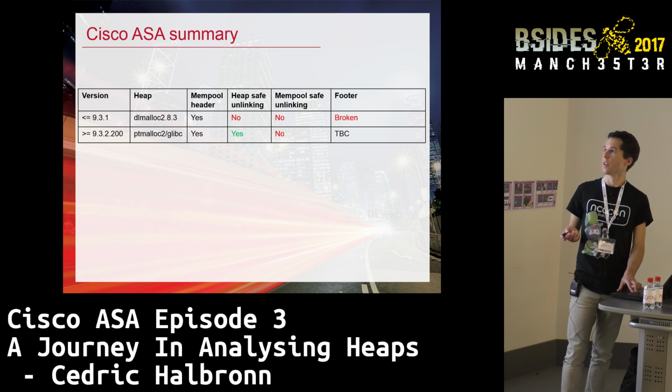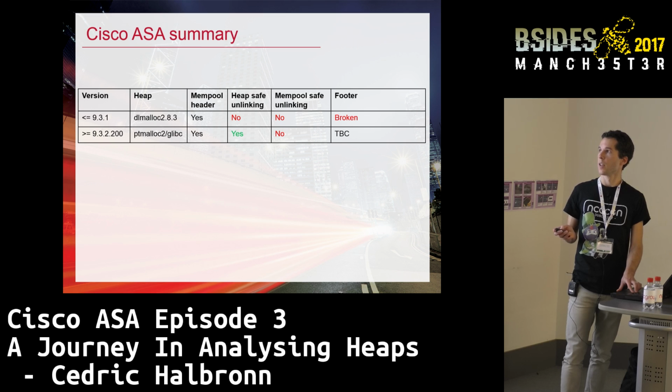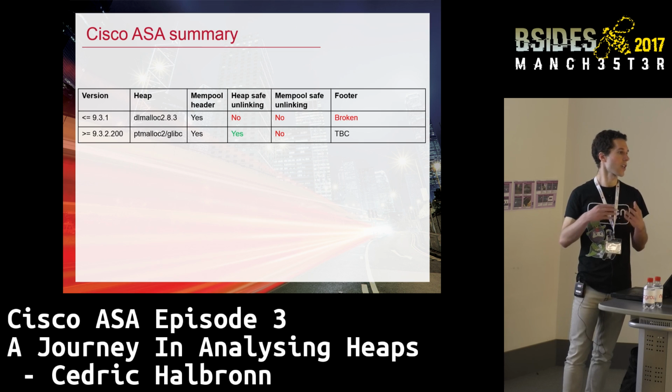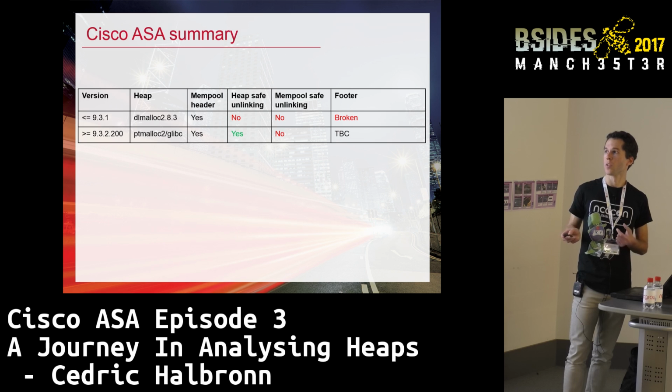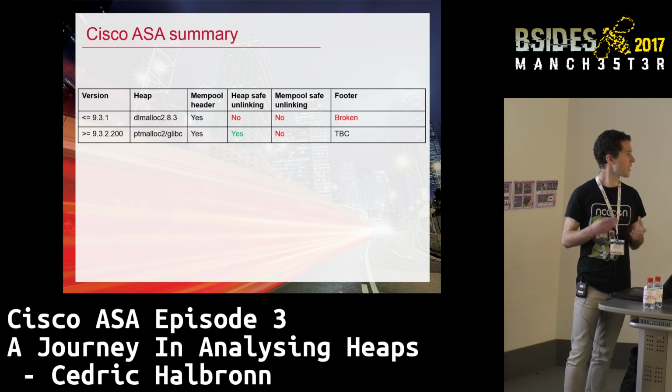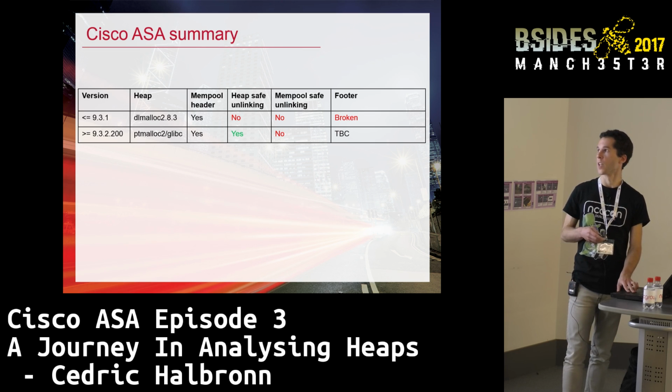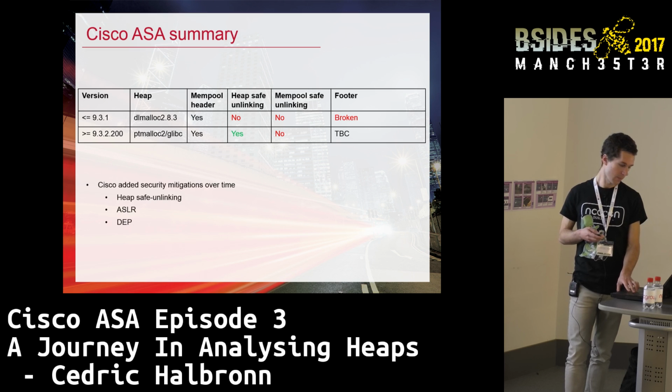So to summarize the security of Cisco ASA, old versions use dlmalloc 2.8. They don't have safe unlinking on the dlmalloc. They don't have safe unlinking on the mempool. And their footer is broken in that we can actually corrupt data and they don't check the footer. And on the more recent versions, they use ptmalloc, which has safe unlinking, but still the mempool Cisco-specific data doesn't have safe unlinking, so we can still exploit that.